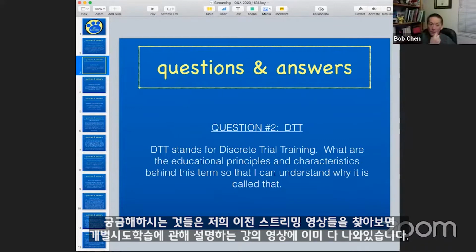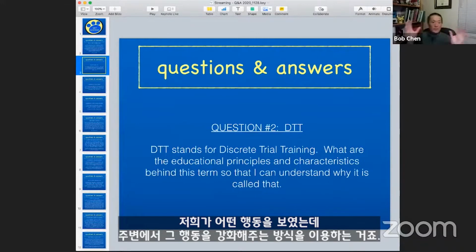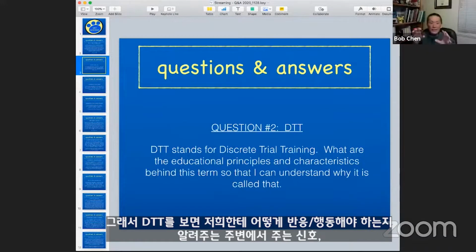Now, if they go back into some of the archives of the streams that we've done, they'll find there's actually a whole lesson completely devoted to discrete trial training. To summarize a little bit, DTT is learning distilled down into its most basic form. There's something in the environment that tells us if we perform a certain action, we're going to get reinforced for that action.